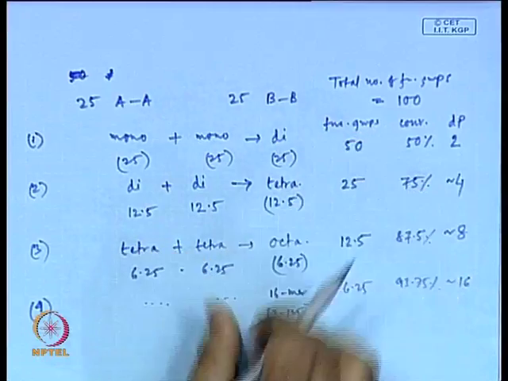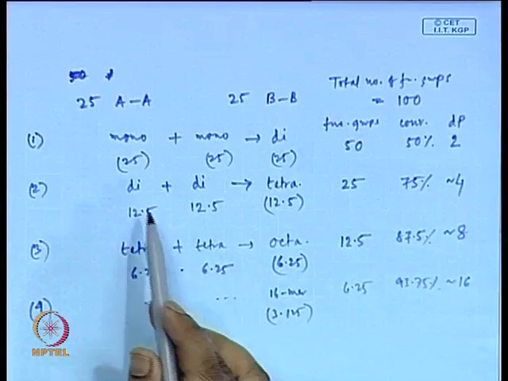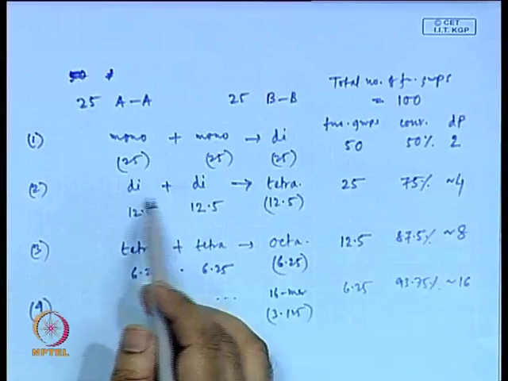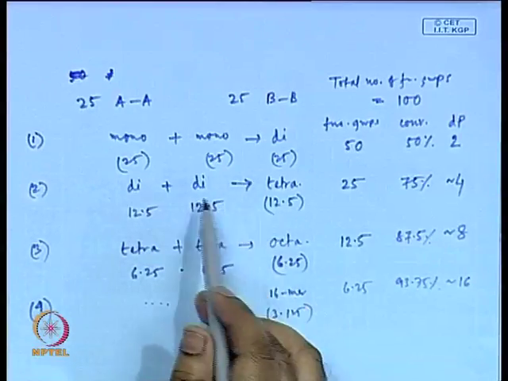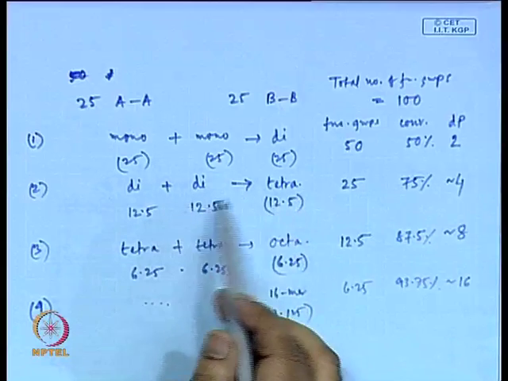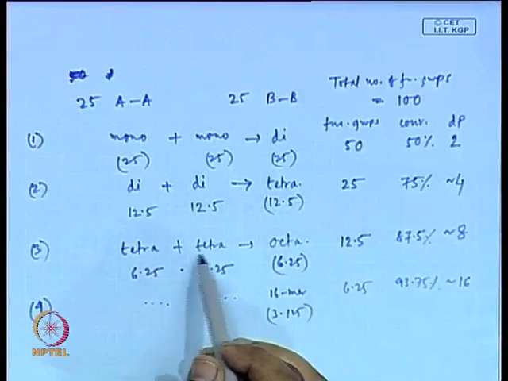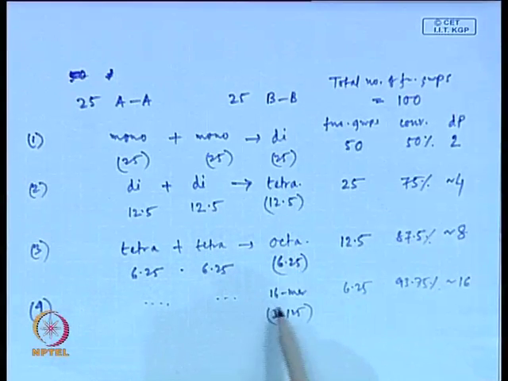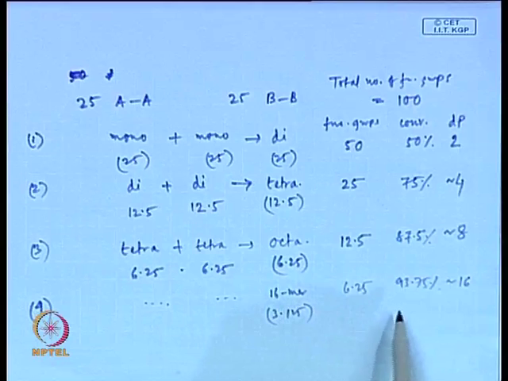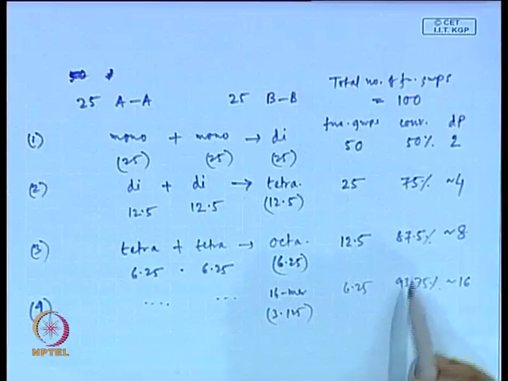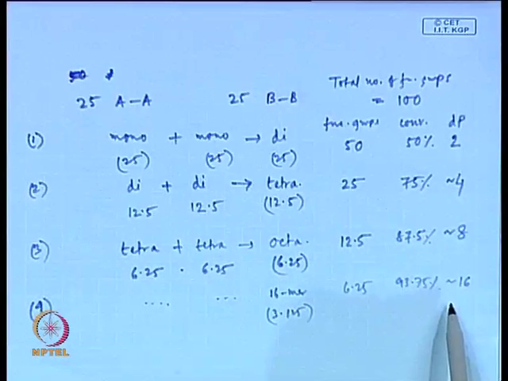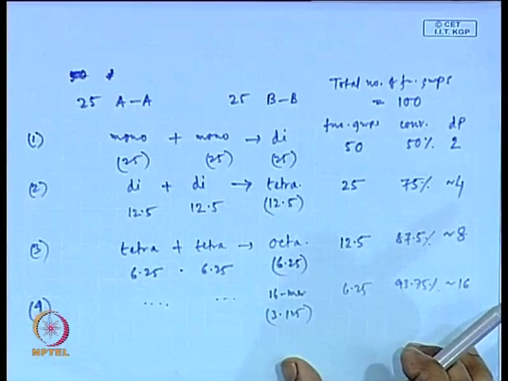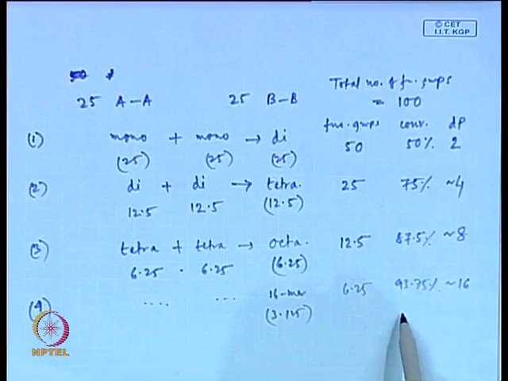So, what I am trying to make you understand, following this simple process, where we are just considering the maximum possible sizes: dimer reacting with dimer gives you tetramer, tetramer reacting with tetramer gives you octamer, octamer reacting with octamer gives you 16-mer. So, in this case you can see how the degree of polymerization, which relates to the size of the polymer chain or polymer molecules, varies with conversion.